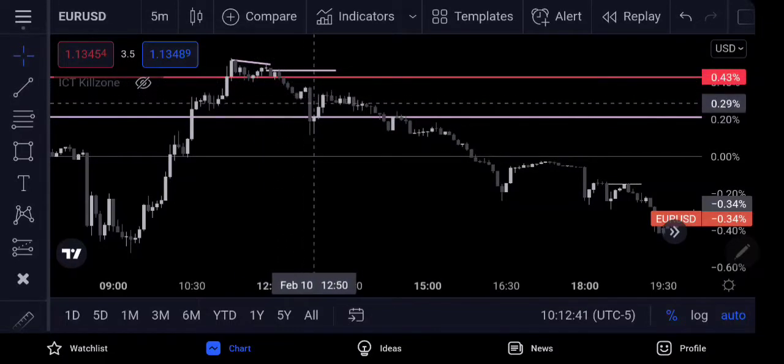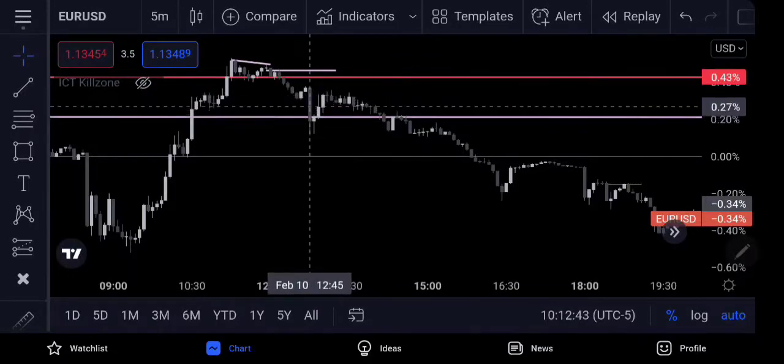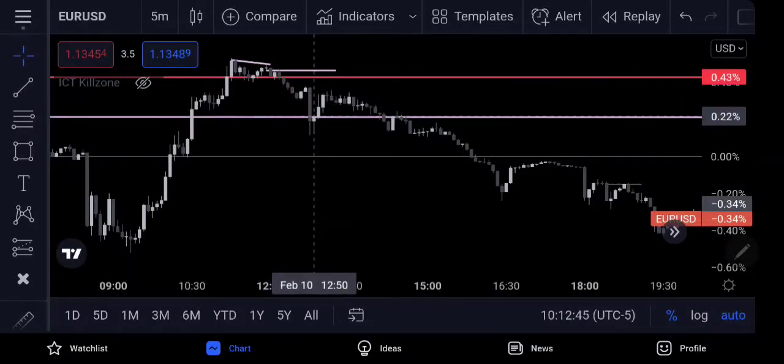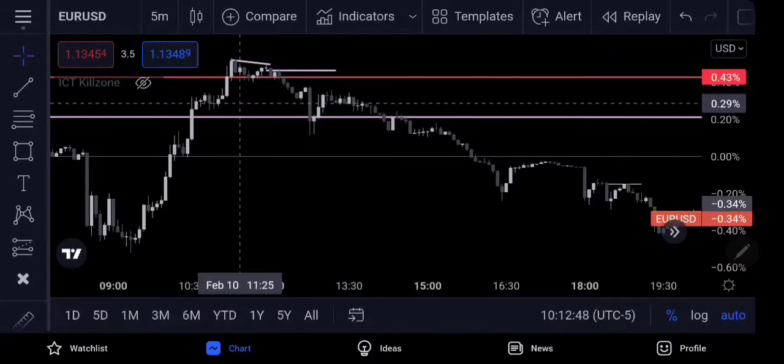And then also you could have had this void. So this is a void right here. Here's our second entry. You had this void right here that had to get filled, right? And what did price do?